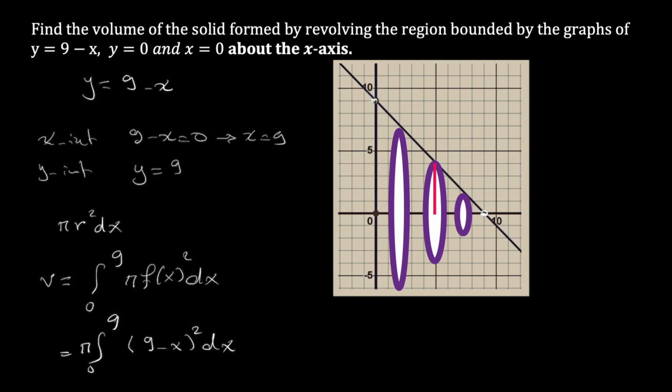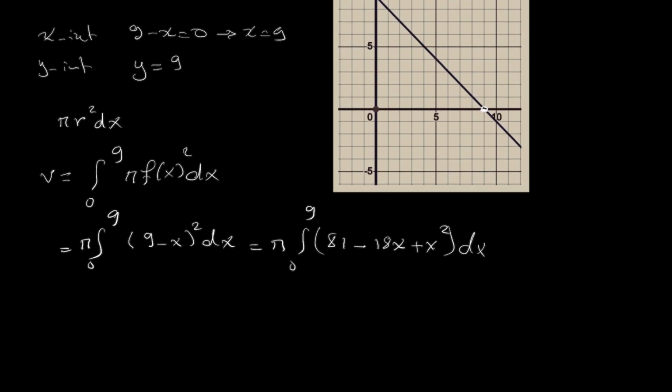So if we simplify it, it's equal to pi times the integral from 0 to 9. Let's simplify 9 minus x squared: it's going to be 81, 9 squared is 81, then 2 times 9 times x, which is minus 18x, plus x squared dx. And the integral for this is going to be equal to pi times, the integral of 81 is going to be 81x, minus the integral of 18x, which is 18x squared over 2, plus the integral of x squared, which is x to the power 3 over 3. And all of this from 0 to 9.